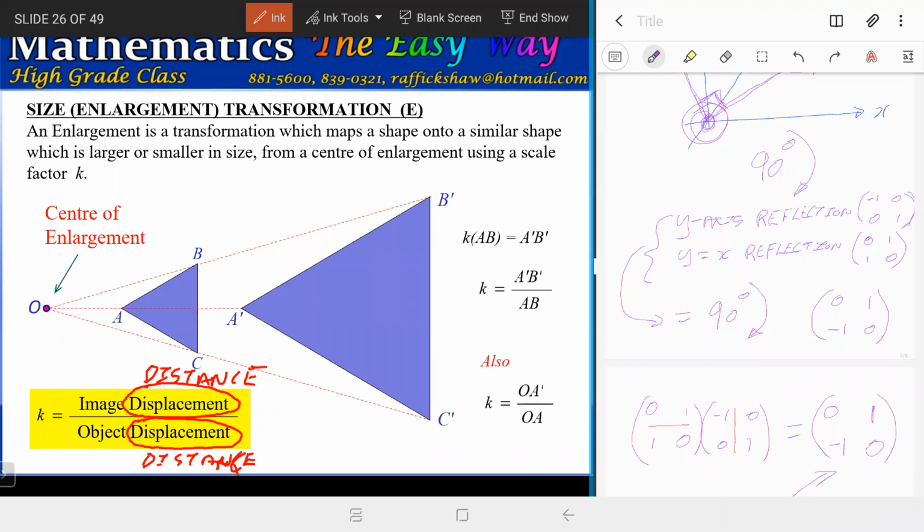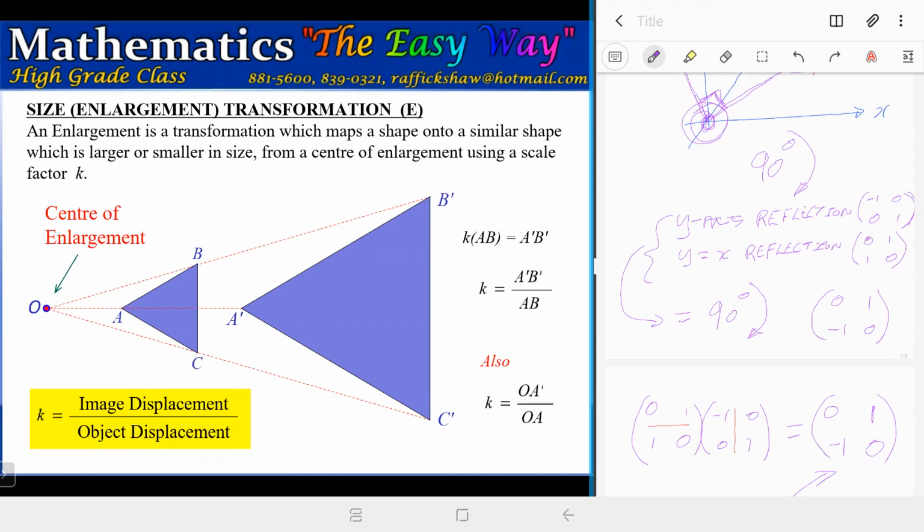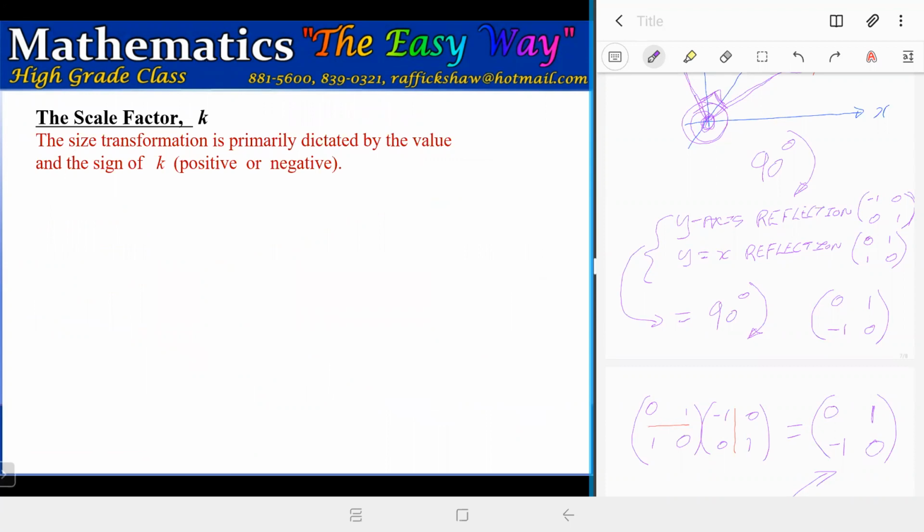All right, I'm going to show you how to get when the scale factor is positive versus when it is negative. A very easy way. All right, so let's continue. Let's look at it now. I'm going to break it down now.